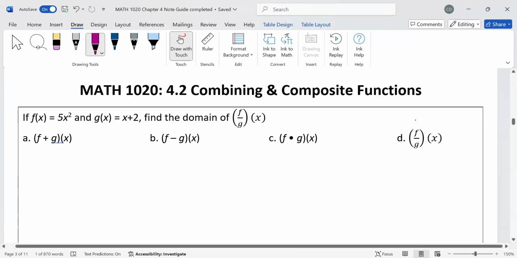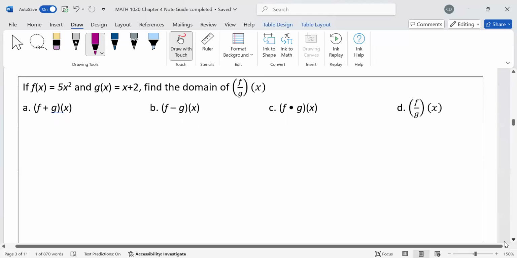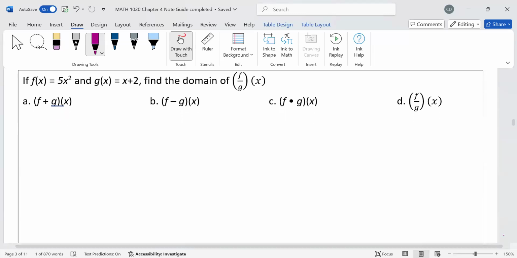F of x is 5x squared, and g of x is x plus 2. And we need to find all four of these, and we need to find the domain of f of g of x.